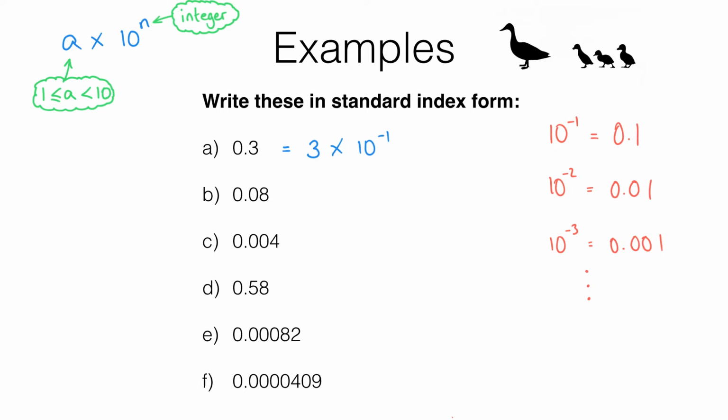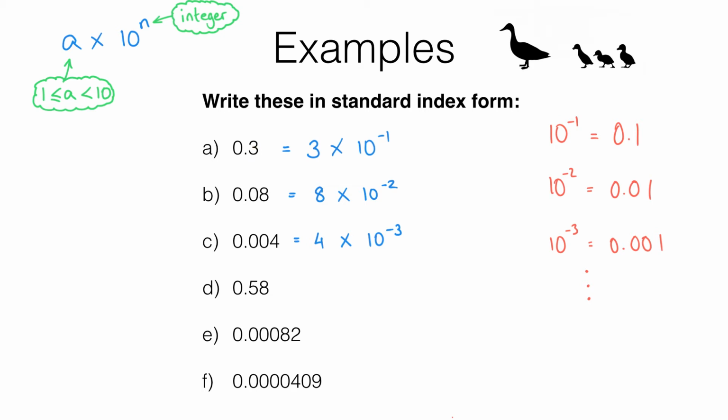Here are the answers. 0.08 is 8 multiplied by 10 to the power of negative 2. 0.004 equals 4 times 10 to the power of negative 3. Now, let's look at a quick shortcut we can take with these. What we can do is look for the first non-zero digit in these ordinary numbers, and count how many places from the units column they have been shifted to the right.